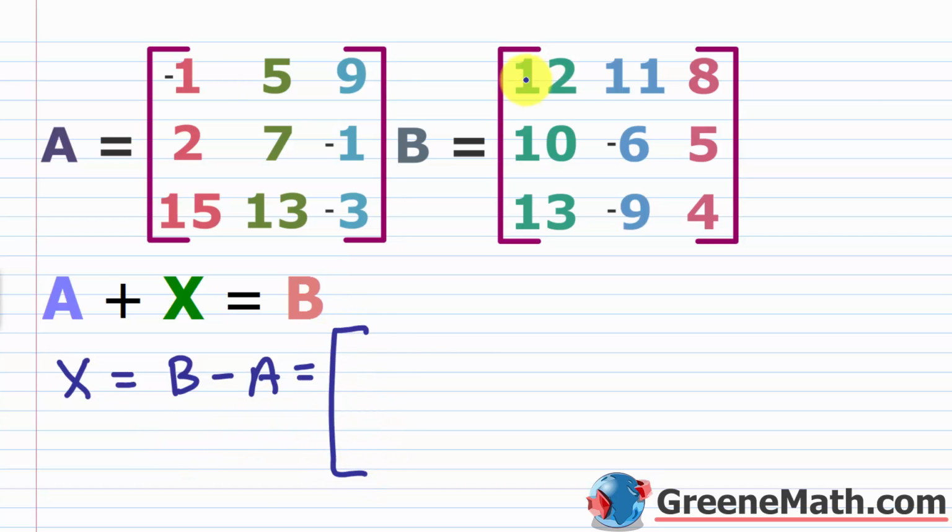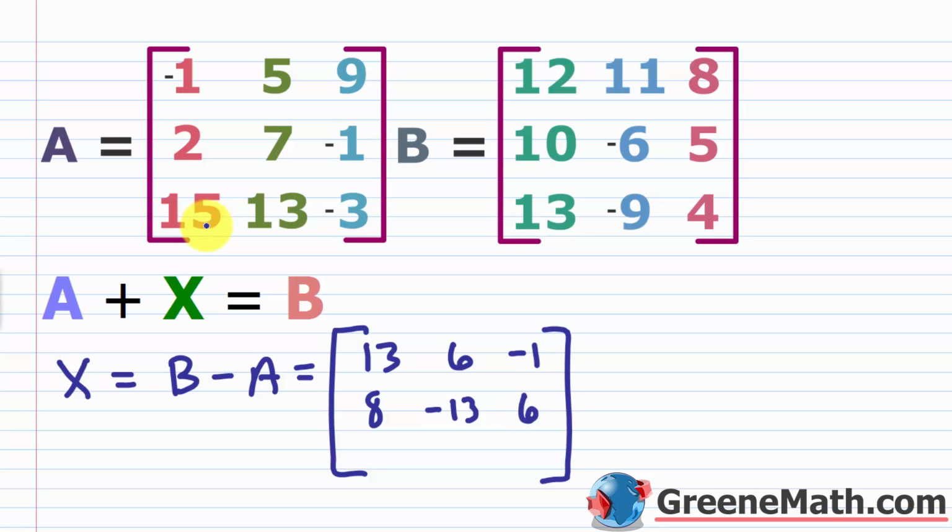So again, we have 12 minus the negative 1, which is going to be 12 plus 1, which is 13. Then we have 11 minus 5, which is 6. We have 8 minus 9, which is negative 1. We have 10 minus 2, which is 8. We have negative 6 minus 7, which is negative 13. We have 5 minus the negative 1, which is 5 plus 1, that's 6.